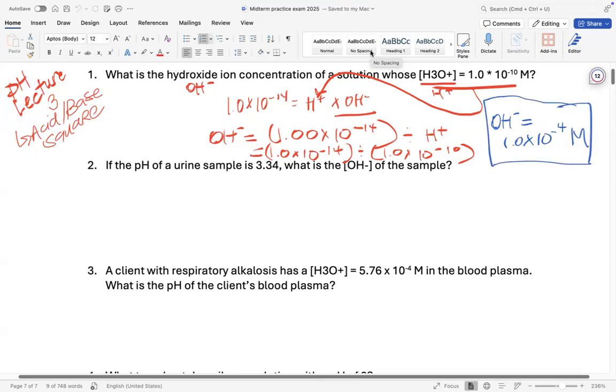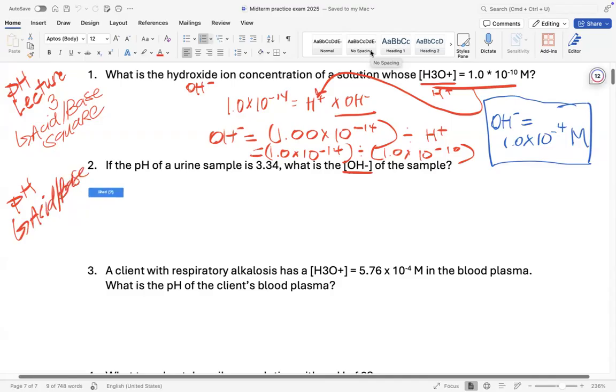Any questions? All right. Second question. I see OH again. So that's cueing me. I see this OH. That's cueing me that this is again a pH question from lecture 3 and that I should head to the acid base square.